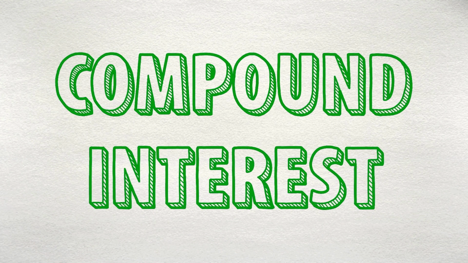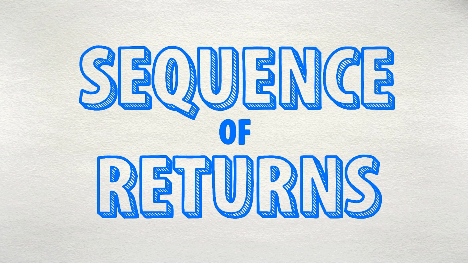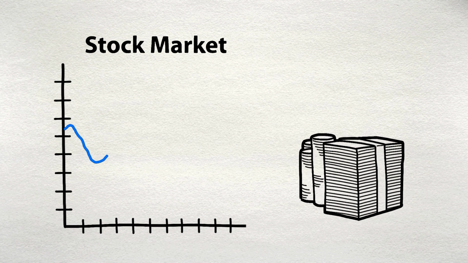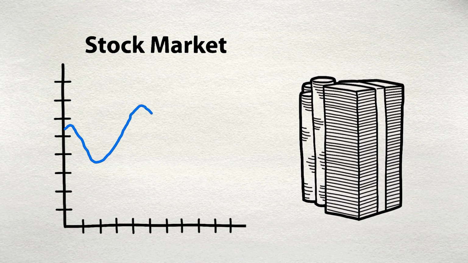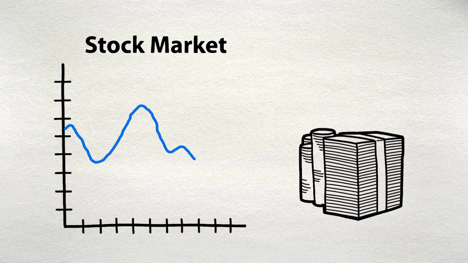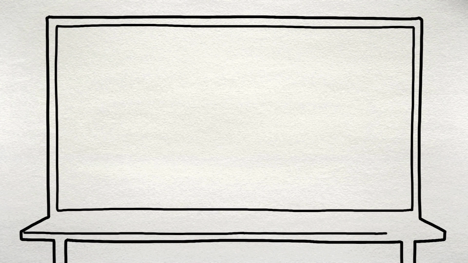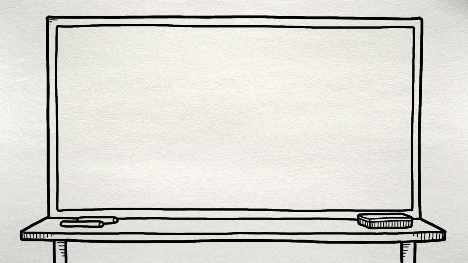If compound interest is the eighth wonder of the world, sequence of returns is number 9. Sequence of returns refers to the year-by-year returns that your assets experience while in the market. You know, the ups and the downs. It's a principle that is often misunderstood, yet one that can have a tremendous impact on your personal finances and your life.